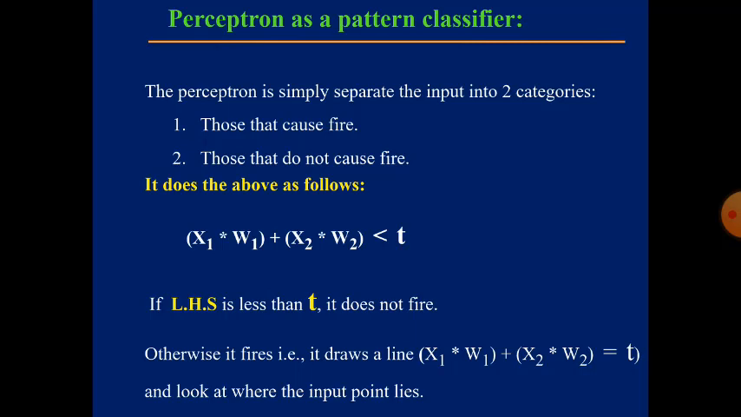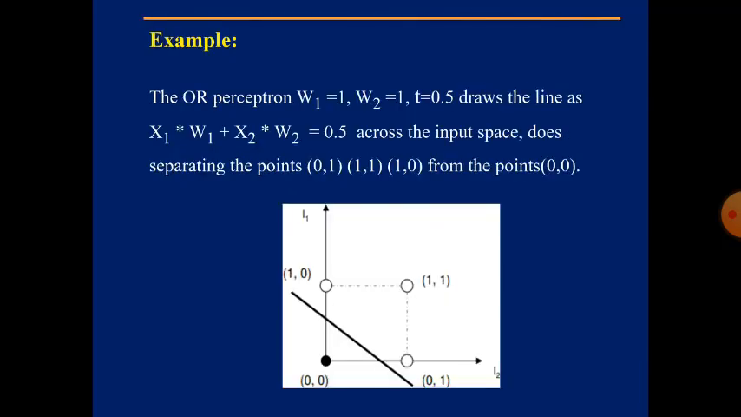Now we are drawing a simple line, x1w1 + x2w2 = t. We are representing it with a line like x1w1 + x2w2 = t. If the LHS value x1w1 + x2w2 is greater than this threshold value, then they will fall under one side. And if the values x1w1 + x2w2 are less than the threshold value, they will lie on the other side. That's what the author is telling.